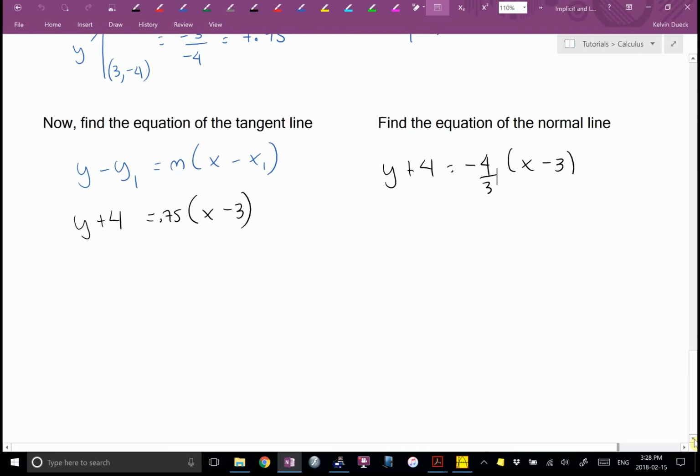What's the derivative of acceleration? A jerk. What's the derivative of a jerk? Snap. Derivative of a snap is a crackle. Derivative of a crackle.